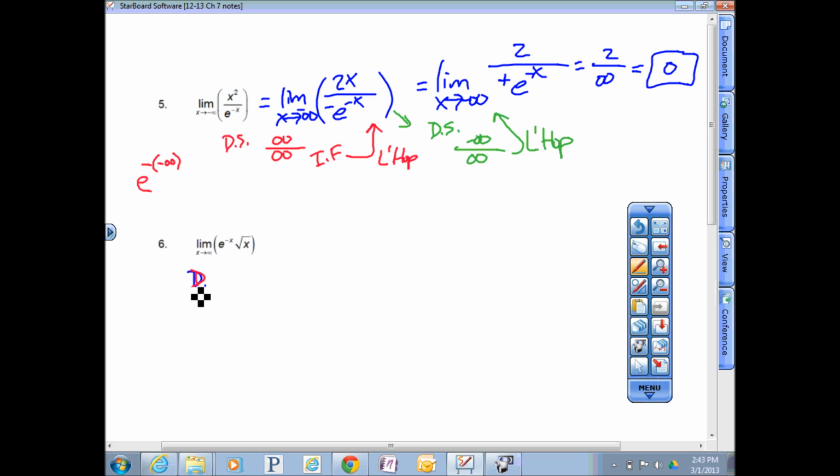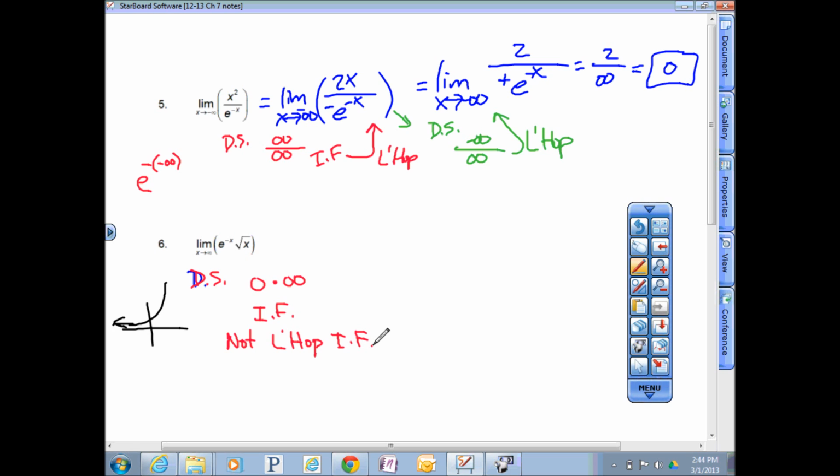Now, the last one here, number 6. When we do our direct substitution, we're going to have e to the negative infinity, which is a really small number. If e to the x looks like this, then e to the negative infinity says go that direction, and we're heading towards 0, times the square root of infinity, which is a really big number. Now this is an indeterminate form, but it's not an L'Hopital's indeterminate form, which means L'Hopital's doesn't apply in the form that it's in.